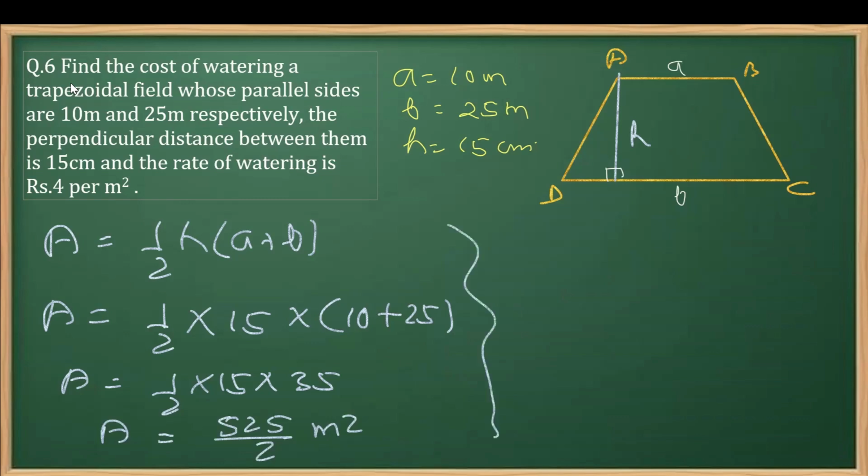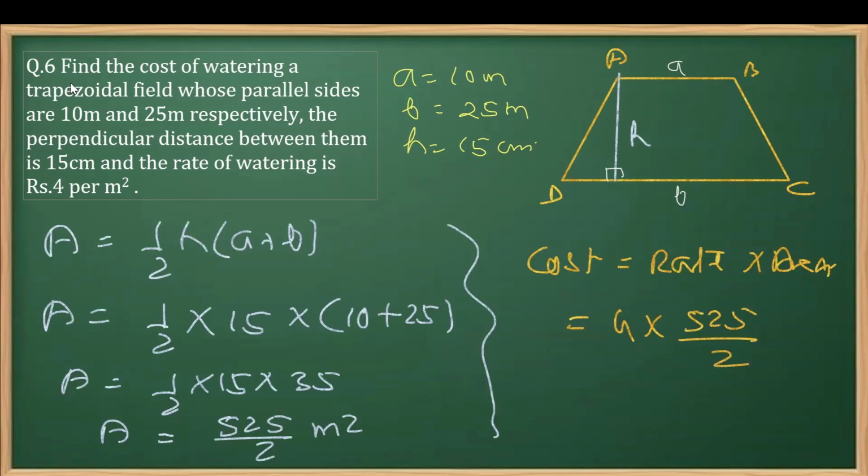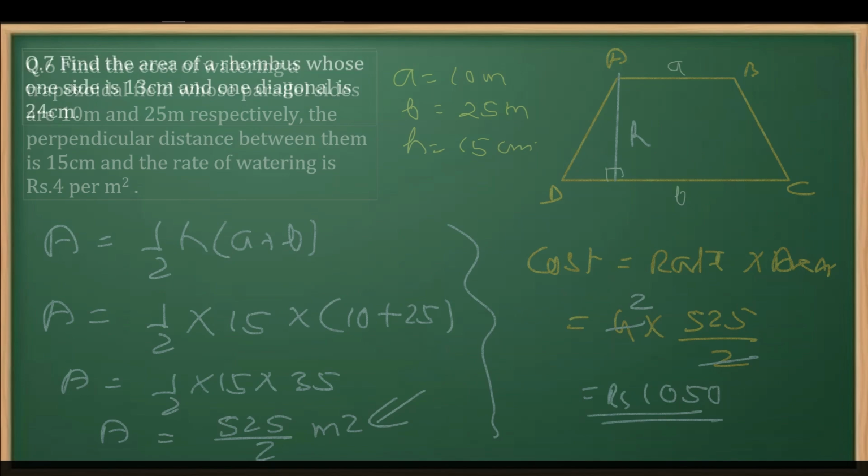Now, we have to get the cost. So for finding the cost, it should be rate multiplied by the area. So how much is the rate? It is rupees 4 per meter square. So 4 multiplied by the area, and the area is 525 divided by 2. This is the reason I did not convert this into decimal, because now I can see this can be reduced. So 500 into 2 is 1000, and 1050. Right? So I multiplied this by 2, and this would come in rupees. So this is the answer for this question.